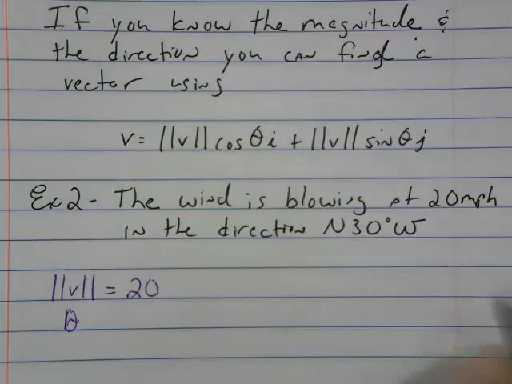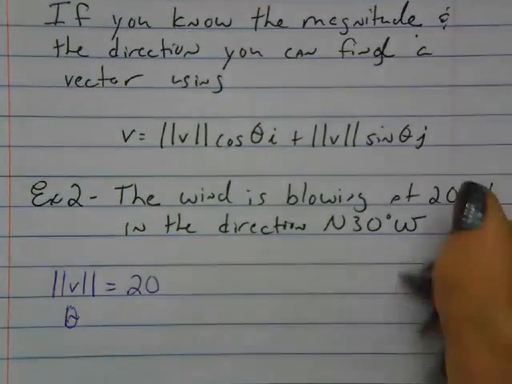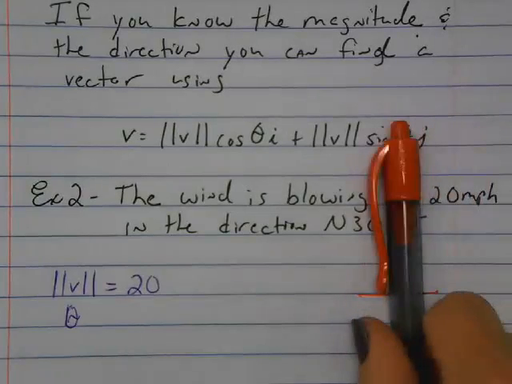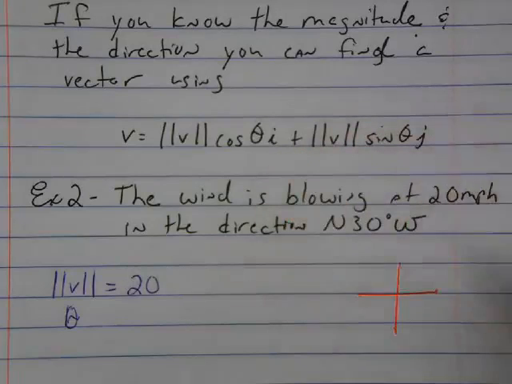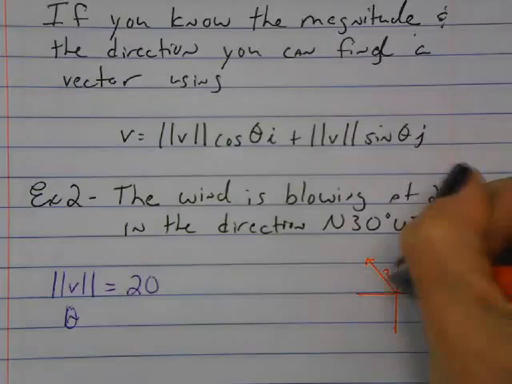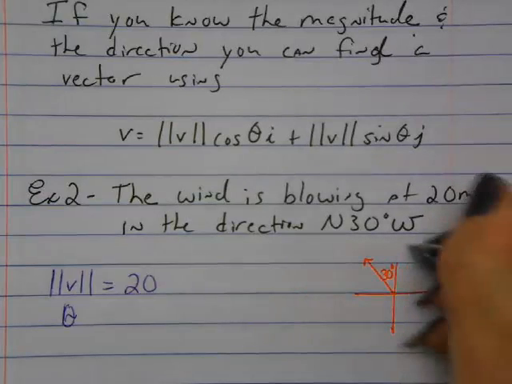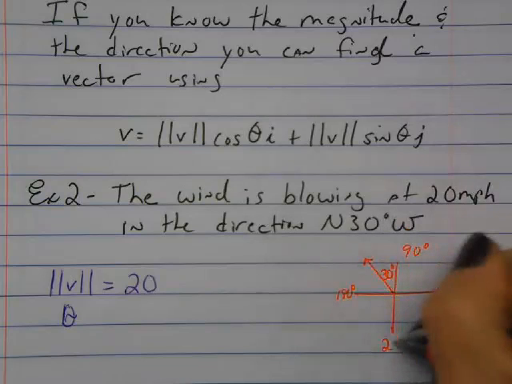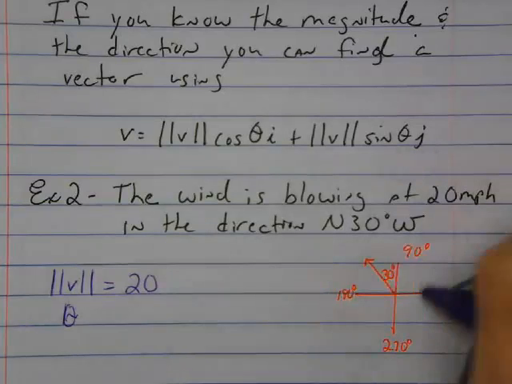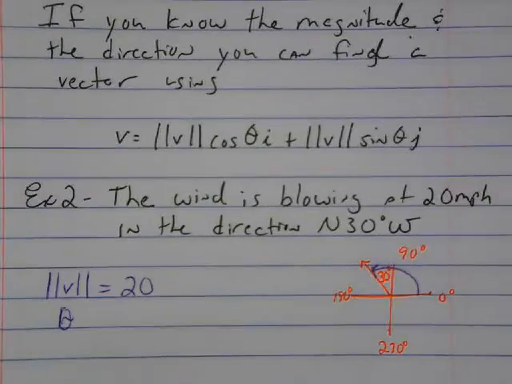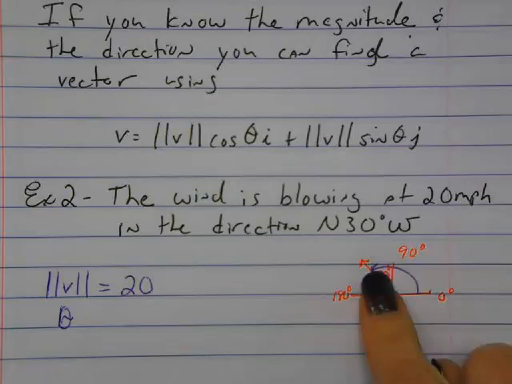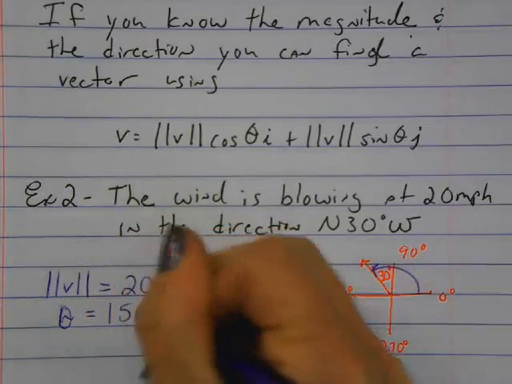Theta is a little bit harder to find, so let's sketch what this wind looks like. The wind is blowing north 30 degrees west. My question is, what kind of angle is that? Well, we read beginning at 0, correct? So we go 0, 90, 180, 270. How many degrees is this? Well, this is 90 plus another 30, which means theta is 150.